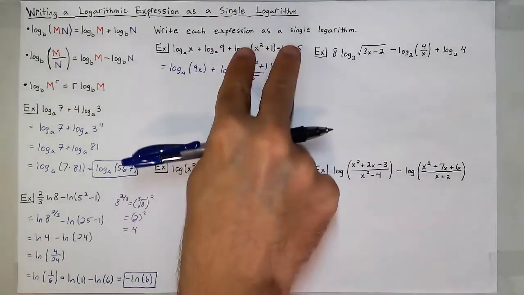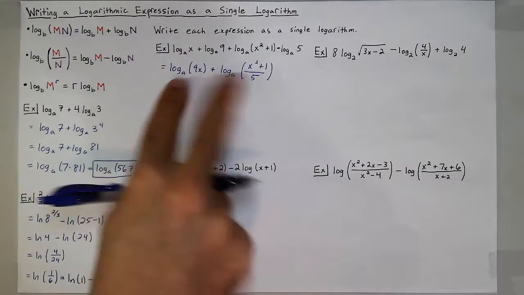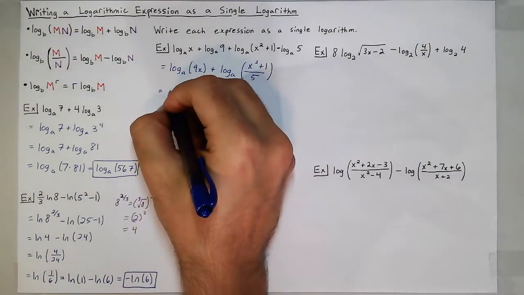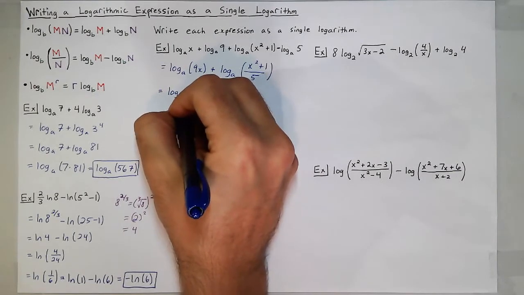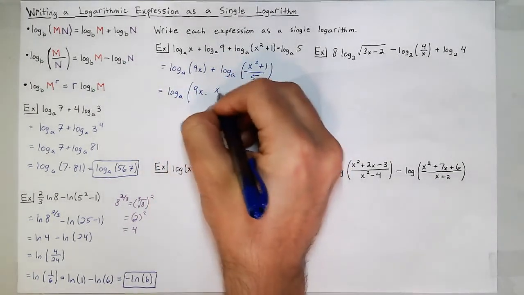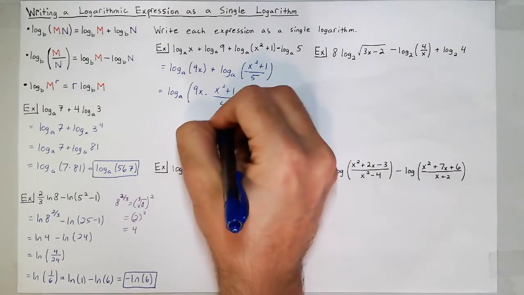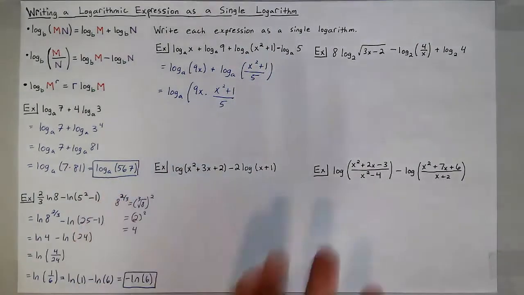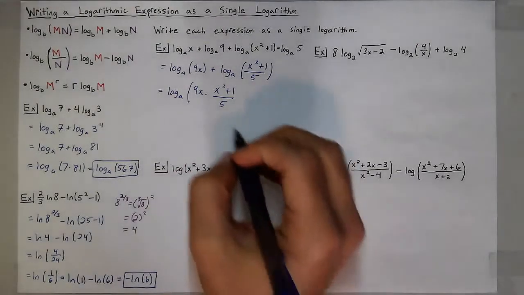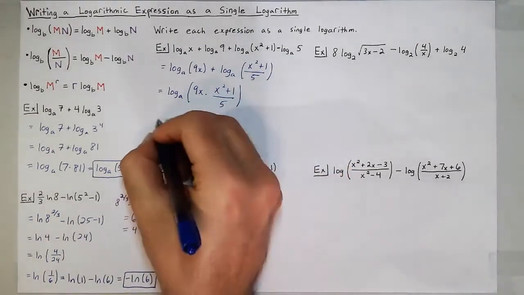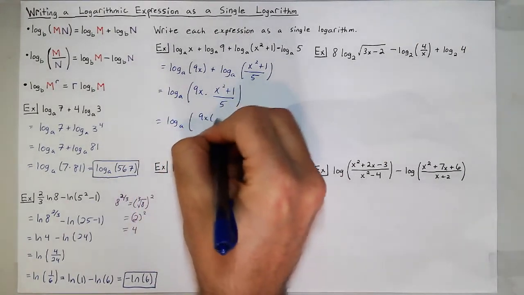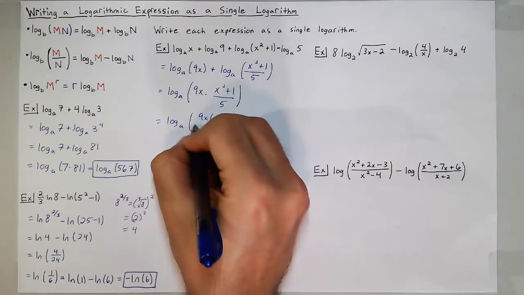So I combine those two together and these two together, and now I'll combine these two together, giving me log base a of 9x times x squared plus 1 over 5, which can be combined together into one expression to be log base a of 9x times x squared plus 1 all over 5.